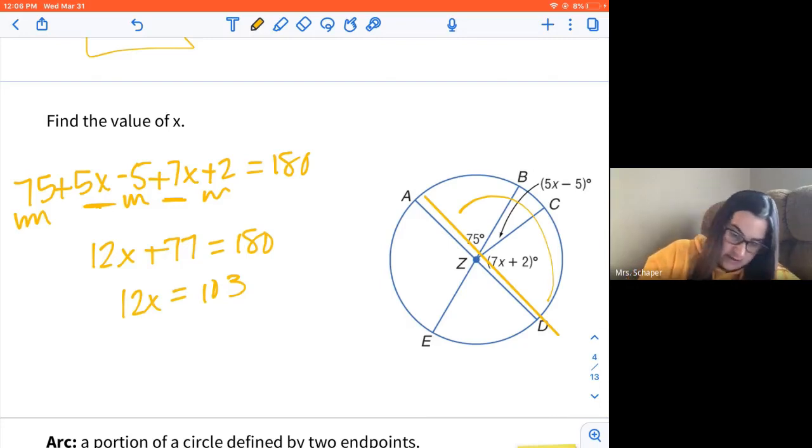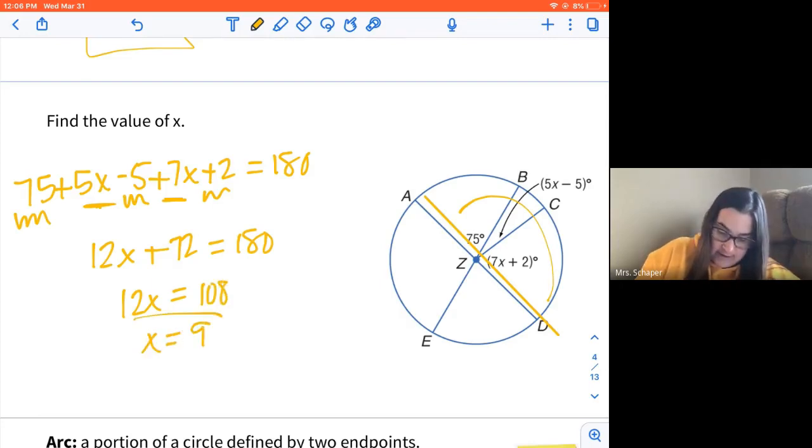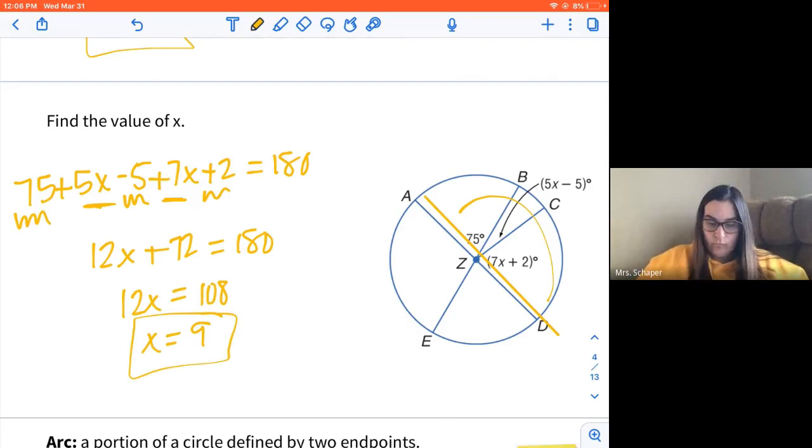I think I have a mistake here in my computation. This should be 72, and so we're going to get 108. And then 108 divided by 12 is 9. There we go. So it gets you 9.